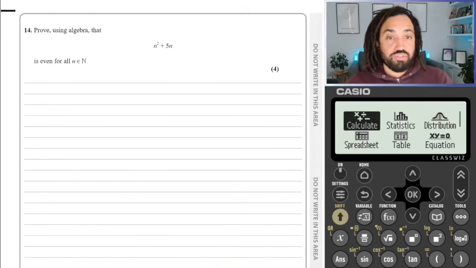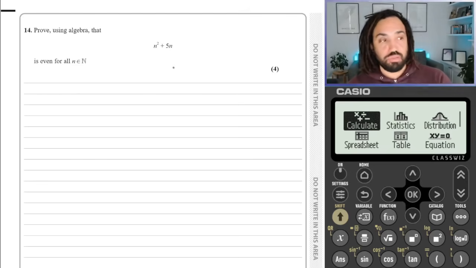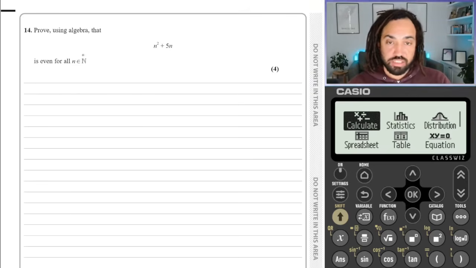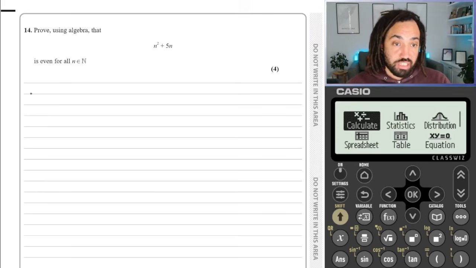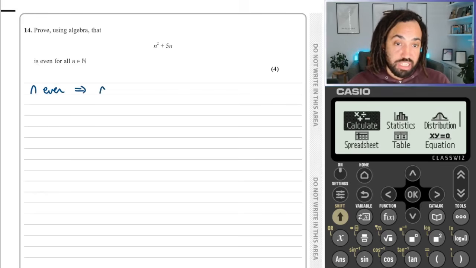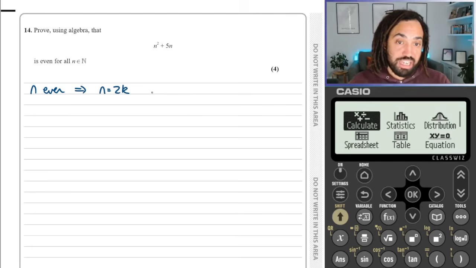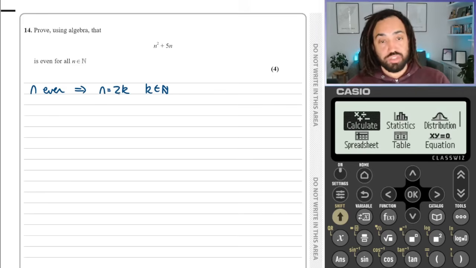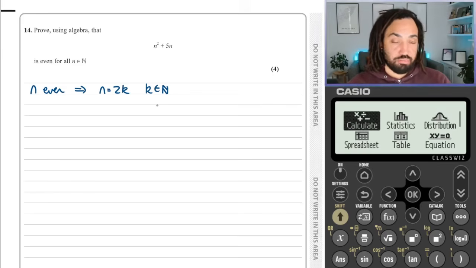Question 14. Prove using algebra that n squared plus 5n is even for all n natural. Lovely. Love a question which is just so simple, loads of writing, and it just is what it is. Okay, so normally to solve a question like this, we consider two cases. We consider n being even, which implies that n would equal 2k, where k itself is a natural number. So even numbers can always be written as 2 times another natural number.